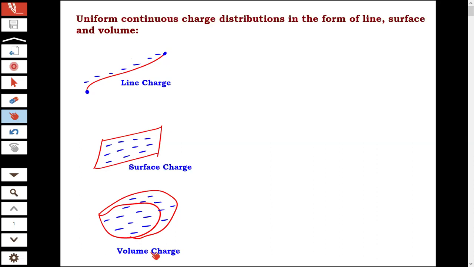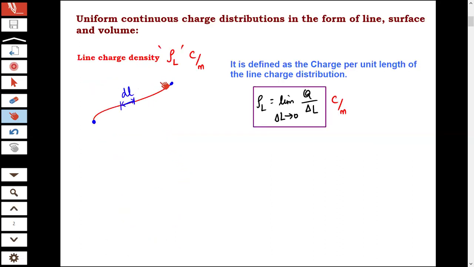For such charges, let us discuss what the measure of electric field intensities is and how to find it. If we consider a length over which the charges are distributed uniformly and continuously, it is possible to get the charge per unit length. That is defined as line charge density, which is the charge per unit length. We can mathematically represent it as rho L, given as charge Q per unit length if the length is very small. It is measured in units of coulombs per meter.